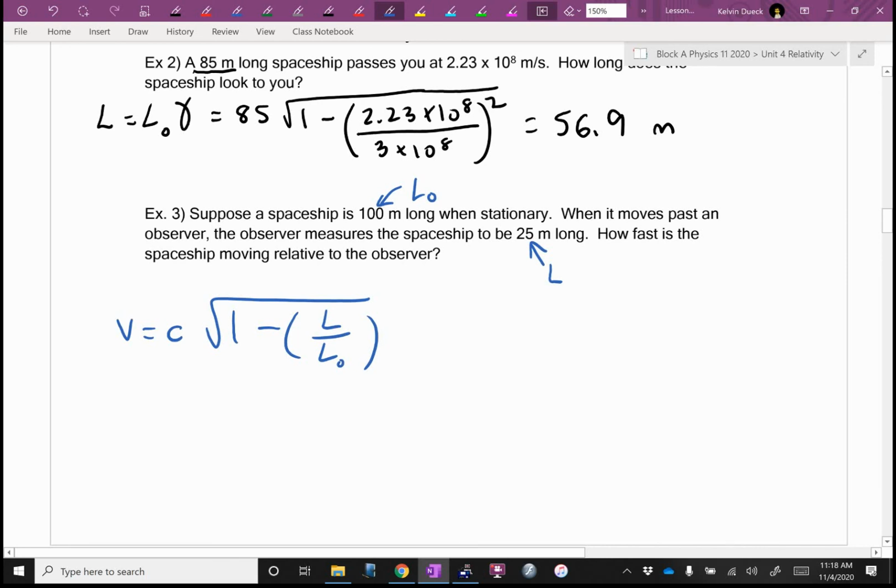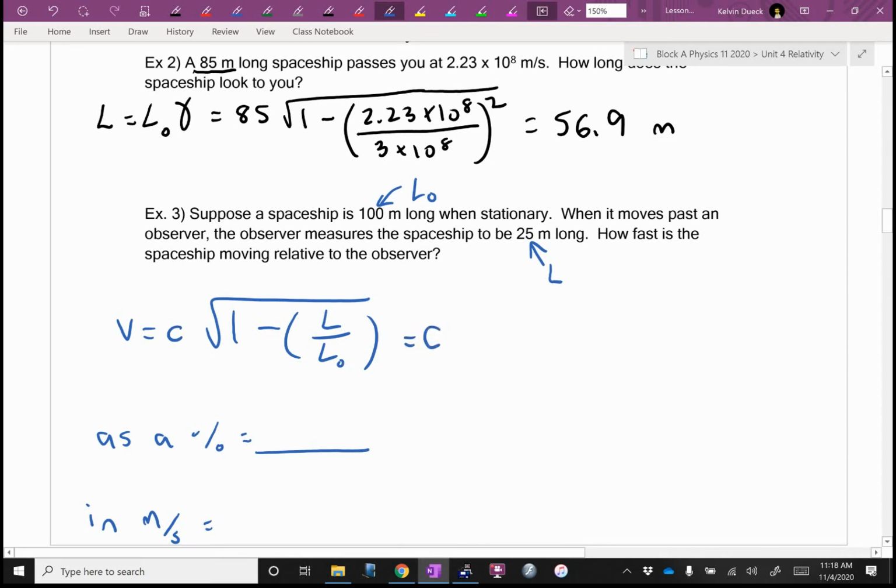We're going to do the answer as a percent, and then we're going to do the answer in meters per second. On your test, I'll give you one question where I ask for the speed as a percentage of the speed of light, and another where I say, tell me in meters per second. So you need to know how to do both. How are we going to do that?